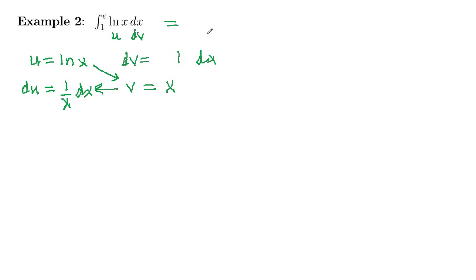And we're going to rewrite that. We want uv minus integral v du. So our uv is our diagonal product, so that's going to be x ln x. That is going to be evaluated from 1 to e. And then minus integral from 1 to e of v du, which is our bottom row product, so x times 1 over x dx.